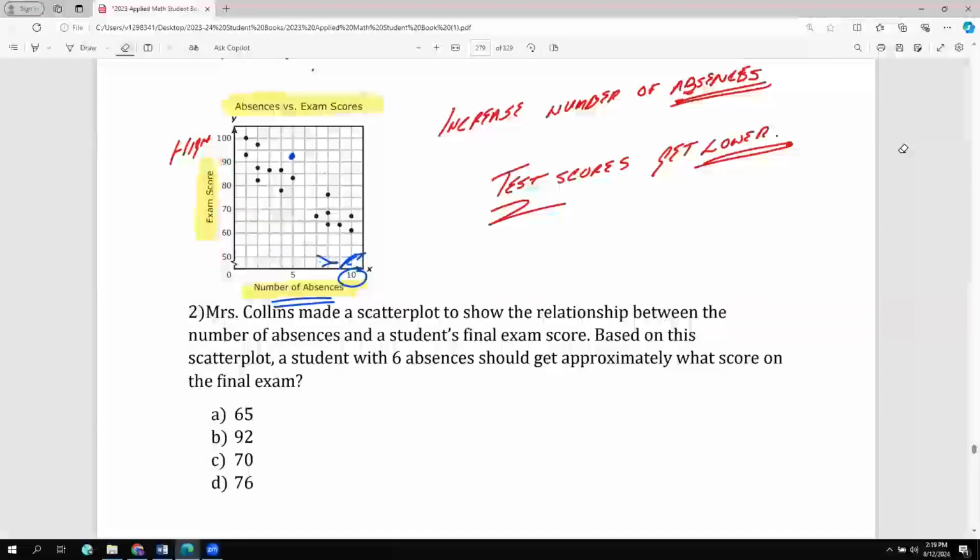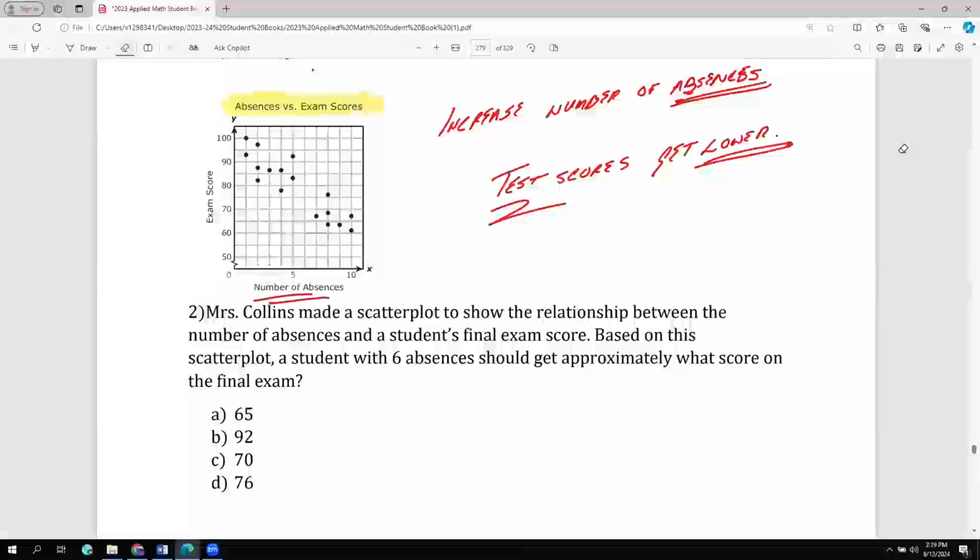Now let's go ahead and take a look at this. If we look at this scatter plot, let's take a look at the number of absences. I have here a 0 and this is 5. Is that one absence? Is that two? Well, you have to count. One, two, three, four, five. Okay, yes, it is.